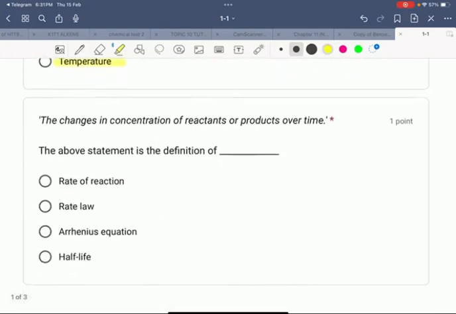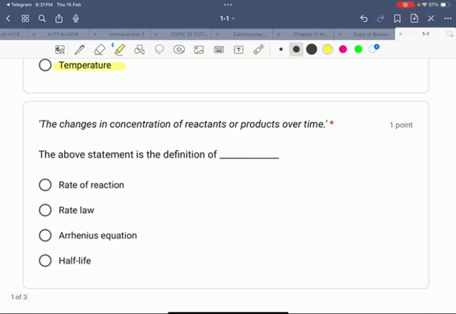Okay, next: the change in concentration of reactant or product over time. The above statement is the definition of rate of reaction. The change of concentration, either reactant or product, over time. So it is the rate of reaction.